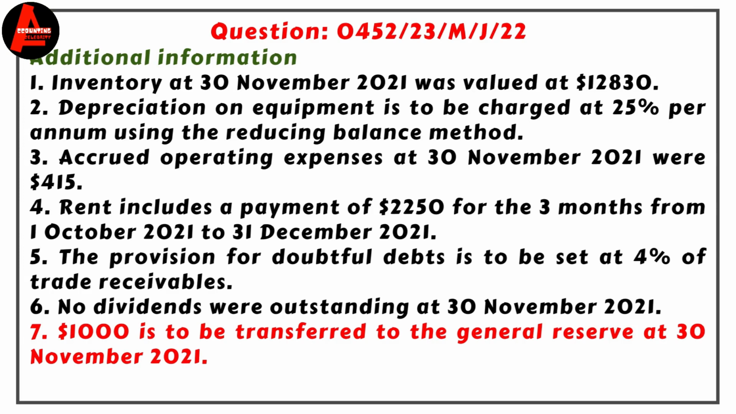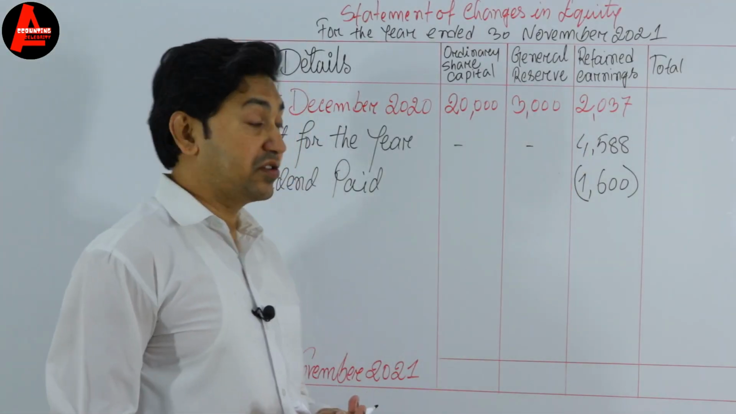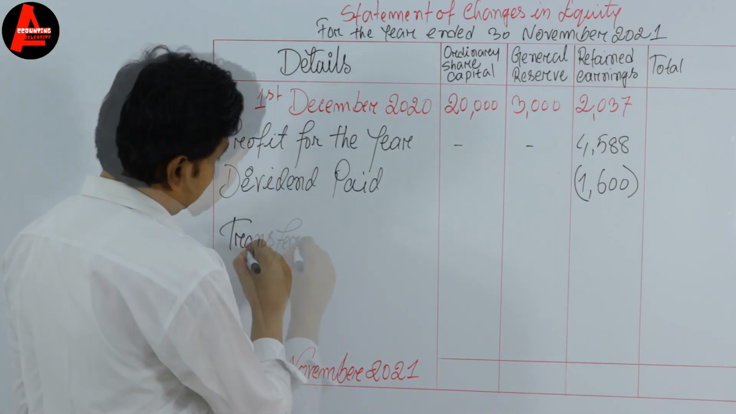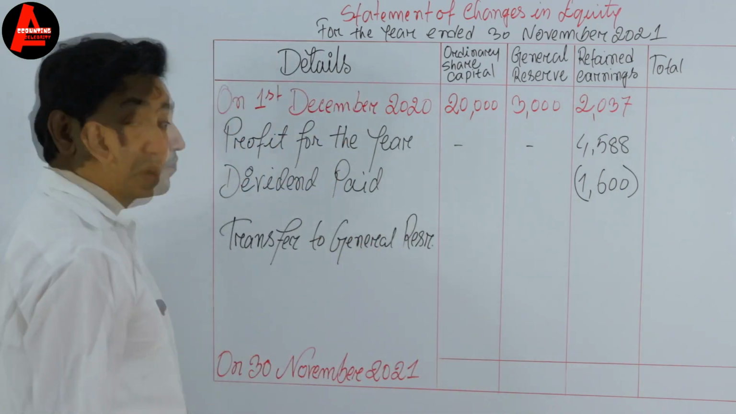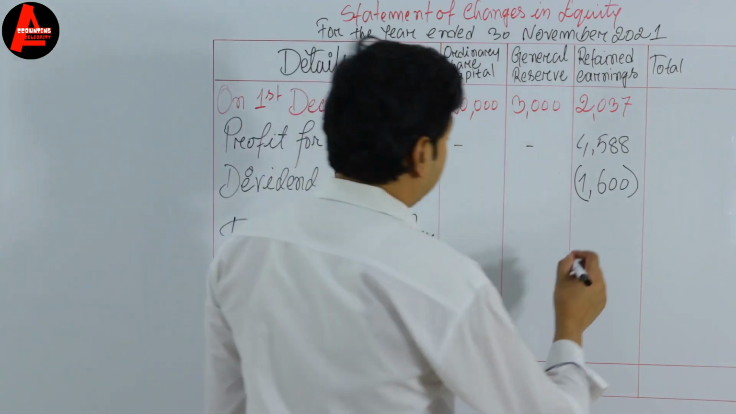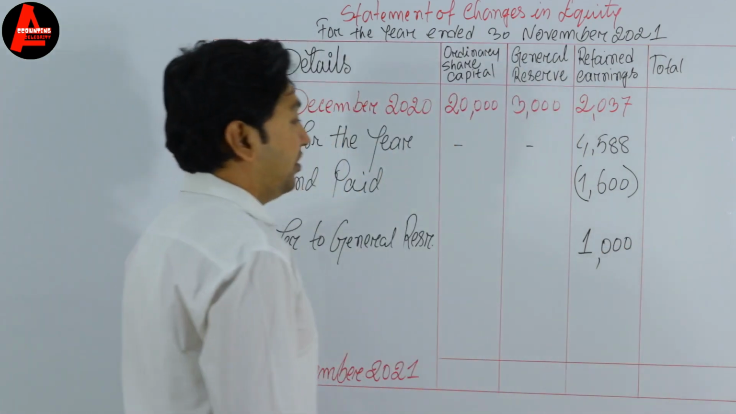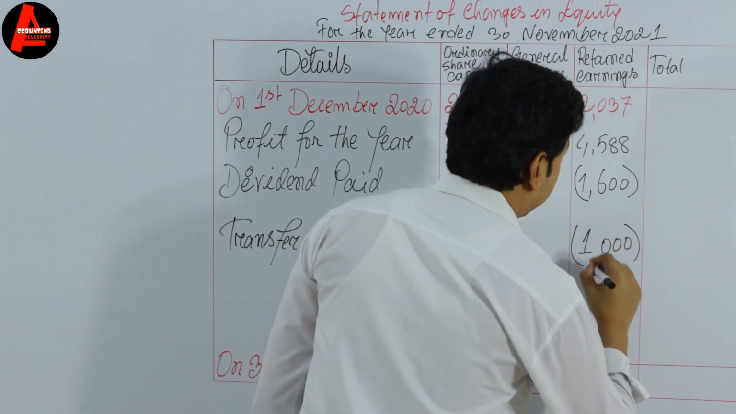So here under adjustment number 7, $1,000 is to be transferred to general reserve at 30 November 2020. So this is also a deduction from the retained earnings opening balance. Here we will write transfer to general reserve. How much did we transfer? We transferred $1,000, so we will write 1,000 here. It will also be deducted, so let us put a bracket here.